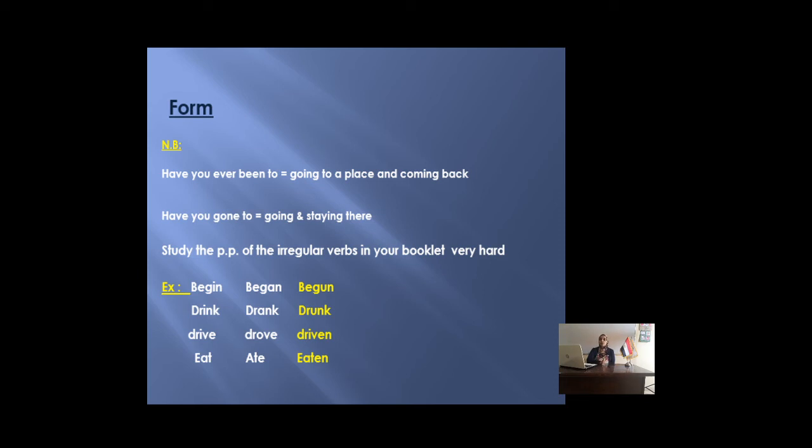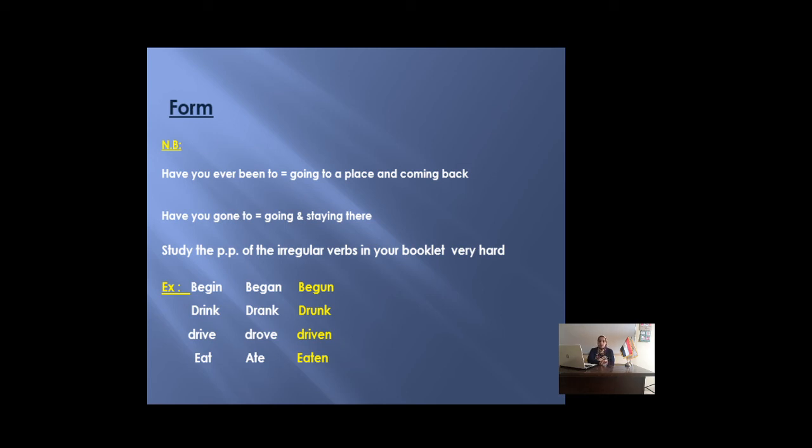So, have you ever been to the States, for example? It means have you ever gone to the States and you came back? It means going to a place and coming back. But have you ever gone to the States? It means that you stayed there and you're still there. It means going, staying there. You are not back yet.